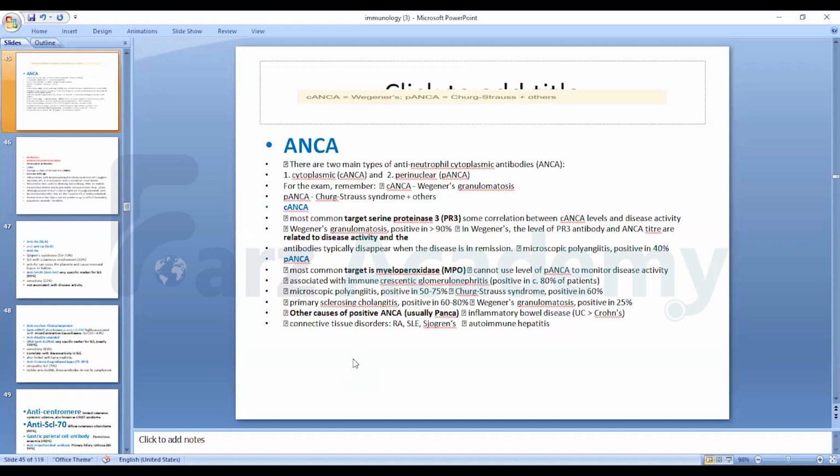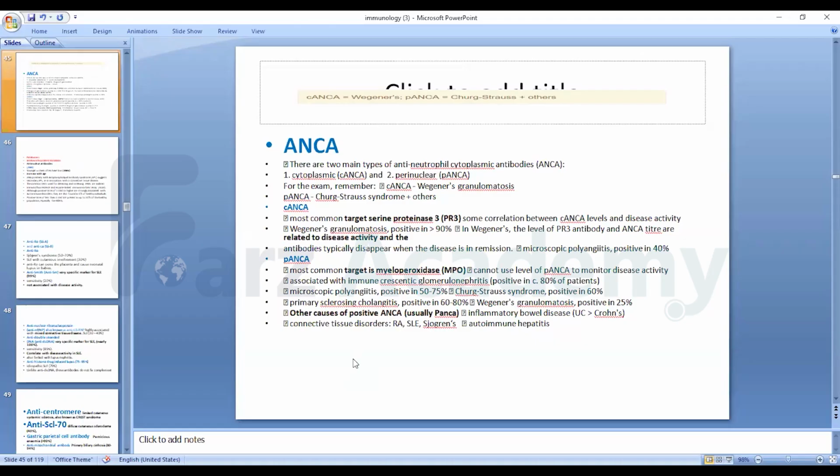This you have to remember. There is some correlation between C-ANCA level and disease activity. In Wegener's granulomatosis, it is positive in more than 90%. The level of PR3 antibody and ANCA titer are related to disease activity, and the antibodies typically disappear when the disease is in remission. Also positive in microscopic polyangiitis in 40% of cases.